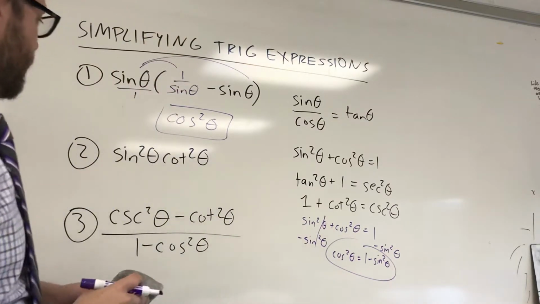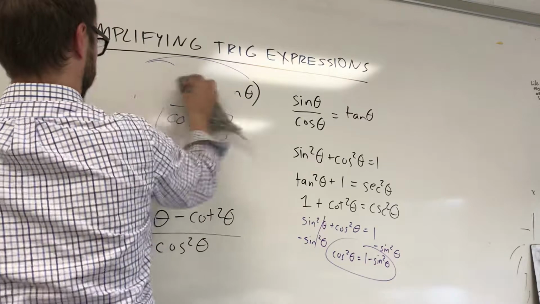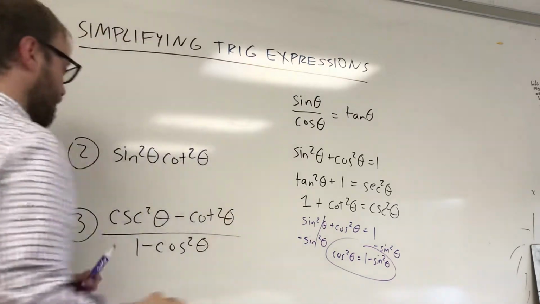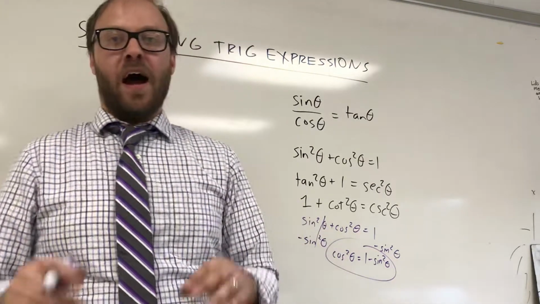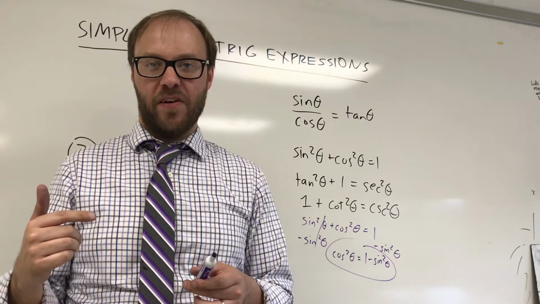All right, let's move on to example number 2. I think I'm going to take this one out here to give myself a little bit more board space. Example number 2, we've got a sine squared plus a cotangent squared. Okay, cotangent squared is 1 over tangent squared, which can be very useful.